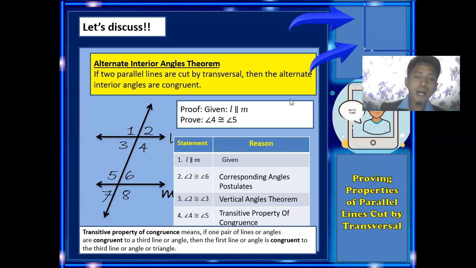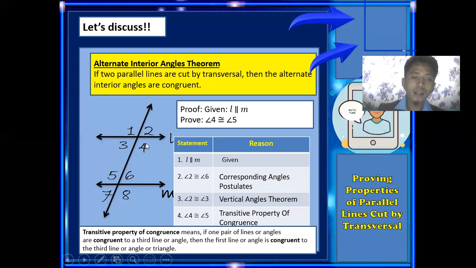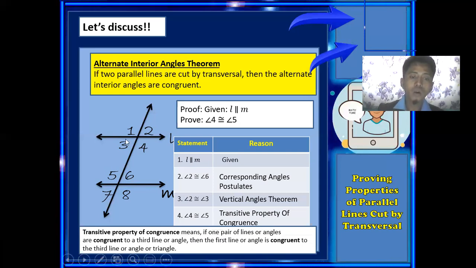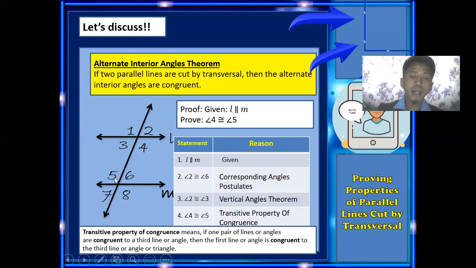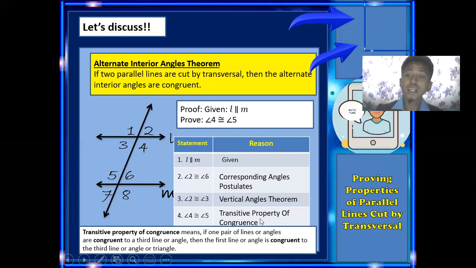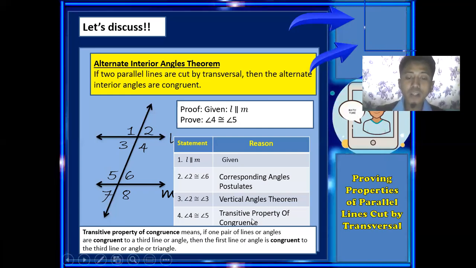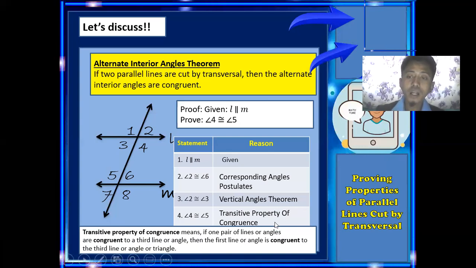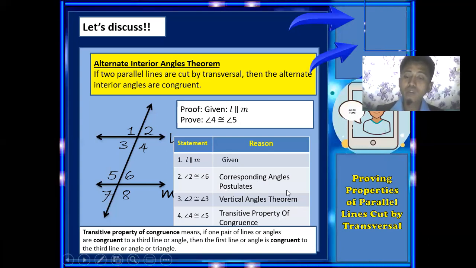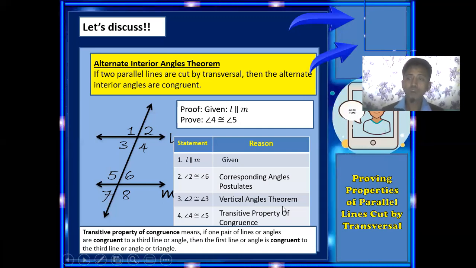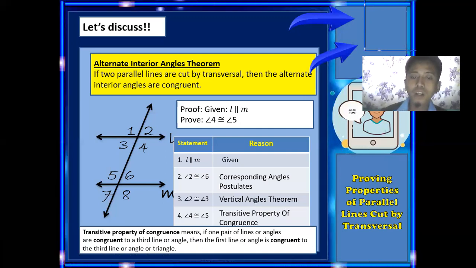What do you mean by that? We already used angle 2 and angle 6, and then angle 2 and angle 3. This is congruent, this is congruent, so angle 6 is also congruent. We only need to prove this part, and that is angle 4 and angle 5. So the transitive property of congruence can be justified by using these two, the corresponding angles postulate and the vertical angle theorem, as previous stated reasons.